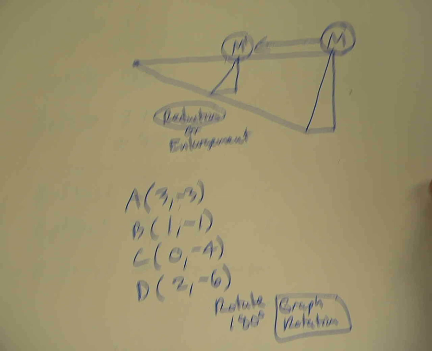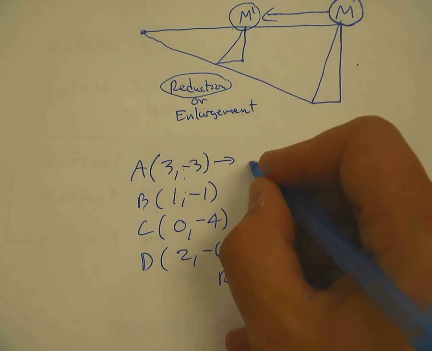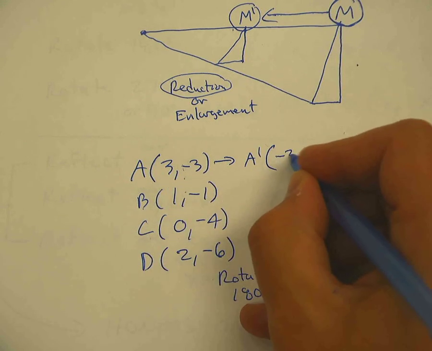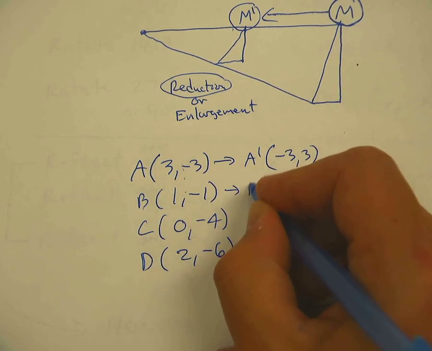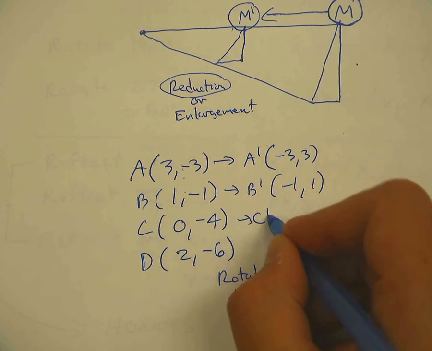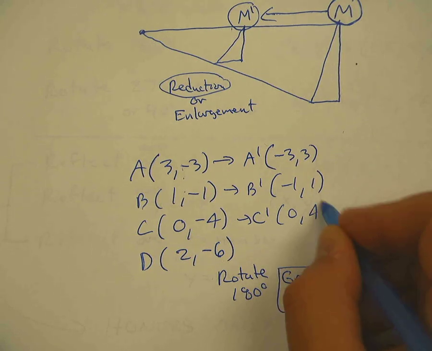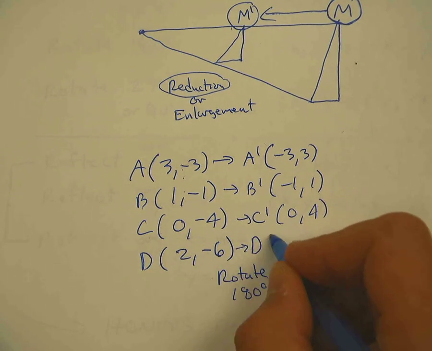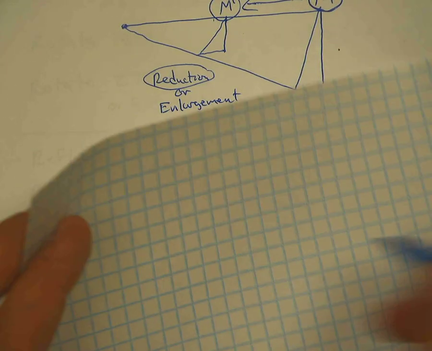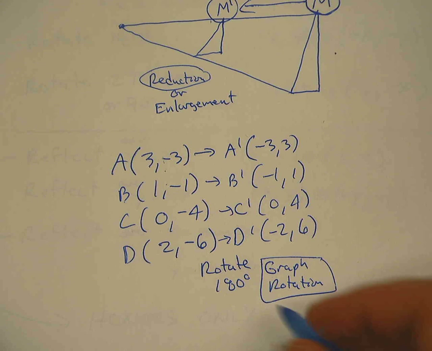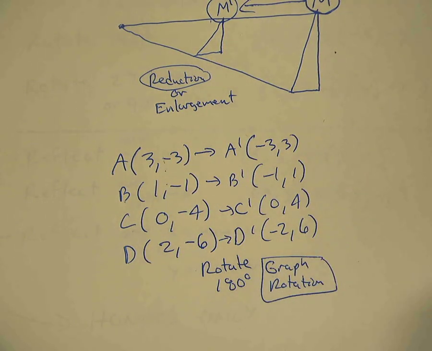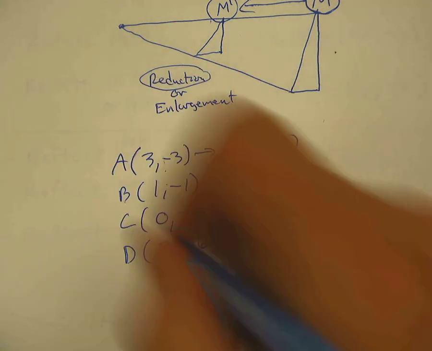So what I'm going to do is I'm going to say A prime, I have to make them the opposite, so it becomes -3, 3, B prime, which is -1, 1, C prime, which is 0, 4, and D prime, which is -2, 6. So what I would have to do on my sheet of graph paper, and I'm not going to do it right now, but you're going to graph these points and graph these points. You have to be able to know how to do that, okay? But just use the rule, graph the points.